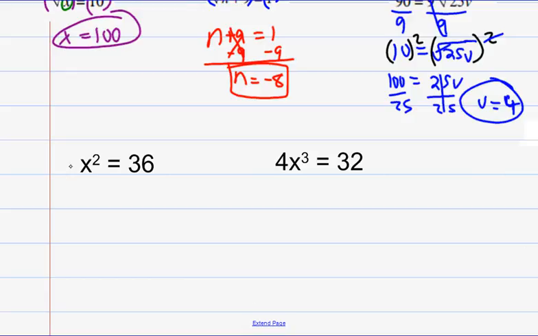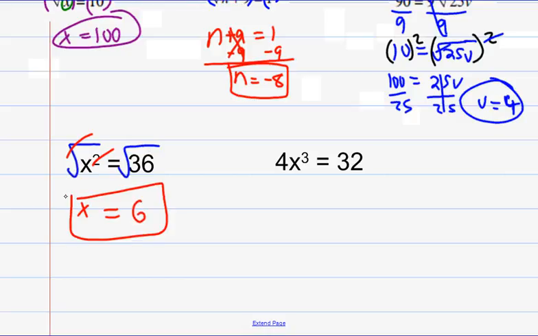So I square root over here. The nice thing about the left side is the square root and the square cancel each other out. So x is all by itself. And you just have to figure out what the square root of 36 is. And that'll be 6. Because 6 times 6 is 36. And there's your answer.